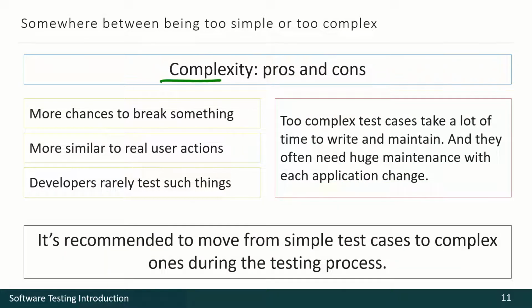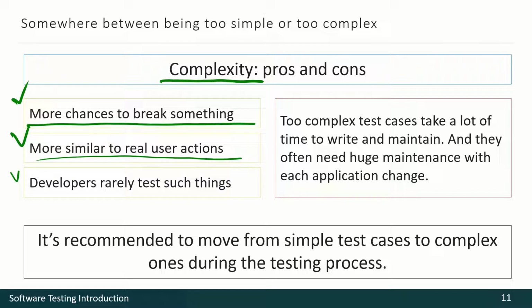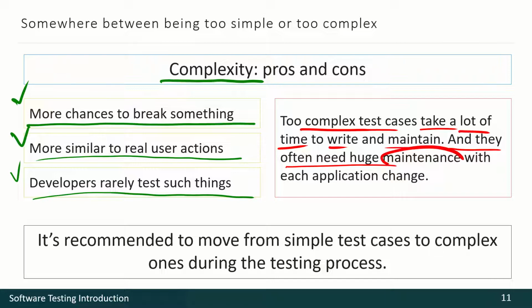And speaking about complexity, complexity is good, but if it's not extremely complex. Why is it good? Because we have more chances to break something, because it's more similar to real user actions or scenarios, and developers rarely test such complex things themselves. It's okay, it's the task for testers, not developers. But if we have a too complex test case, it takes a lot of time to write and maintain such test cases. And such test cases often need huge maintenance with each application change. So being extremely complex is not good.